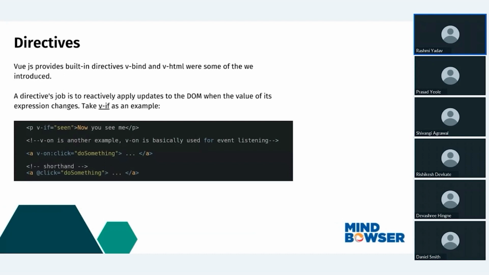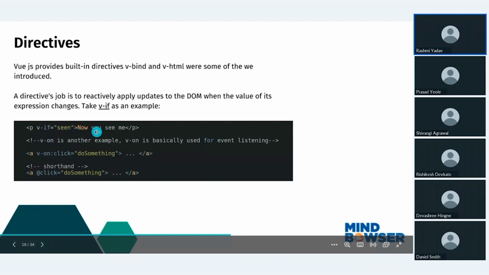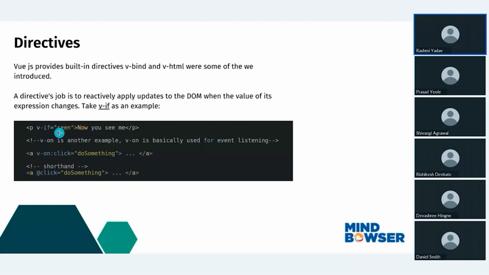So, directives. Directives is a term I guess all JavaScript developers must be aware of. In Angular, we have been provided with built-in directives such as ngFor and ngIf. Vue.js provides built-in directives such as v-bind and v-html, which are some of them. The job of directives is to reactively apply updates to the DOM when the value of its expression changes. We are taking the example of v-if. In this paragraph tag, if the seen variable is true, then you can see the text, that is, now you see me.